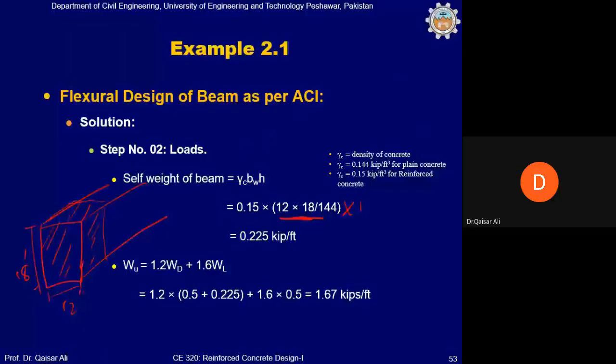And 0.15 is the density of beam. 0.15 kip per cubic foot is the density of beam. So 12 by 18 divided by 144, this will give us 0.225 kip per foot, the weight of the beam for each foot of the beam. So this will be uniformly distributed load. This is again a uniformly distributed load per foot, which means 225 pound per foot.